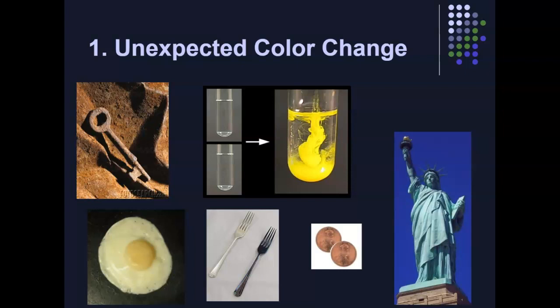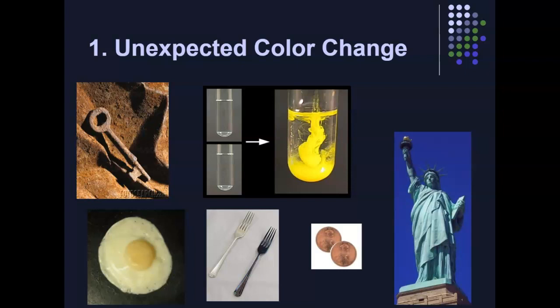Now, what about these two clear liquids, which when you mix them forms a yellow solid? You're starting to see the yellow. Why did I say it was a solid? Because it is forming a more dense set of particles that are sinking to the bottom of that test tube, and it very definitely is an unexpected color change.